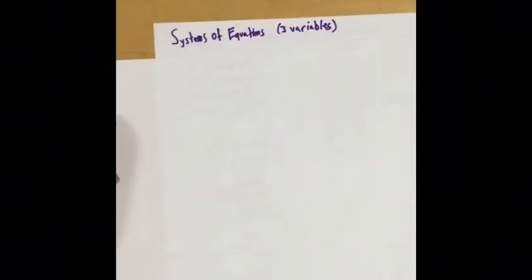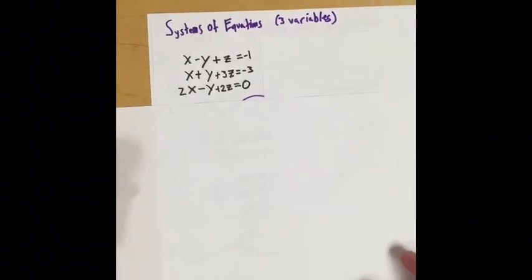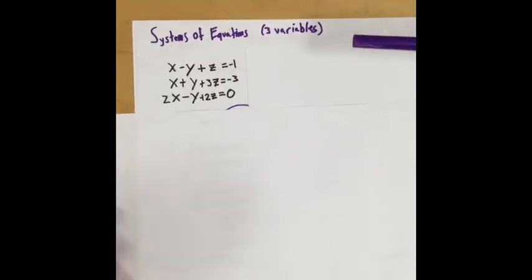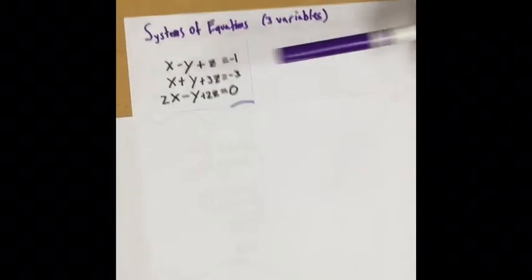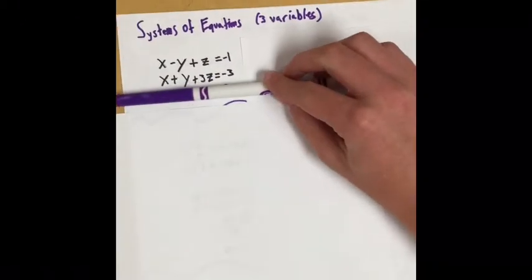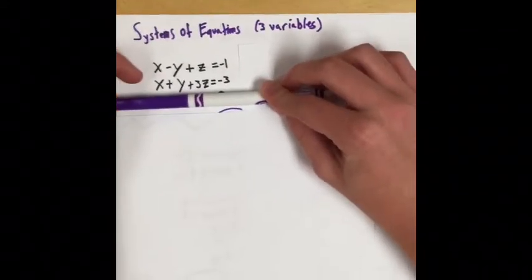This is systems of equations with 3 variables. So this is the problem. The first step you have to do is get rid of one of the variables. Luckily enough for us, y gets out easily. So we cross out one of the equations and use these two to make a different equation.